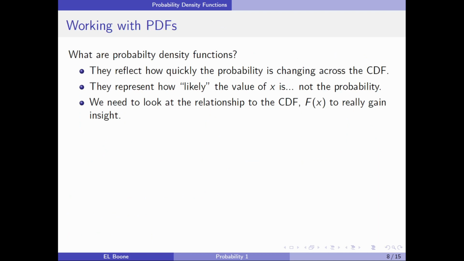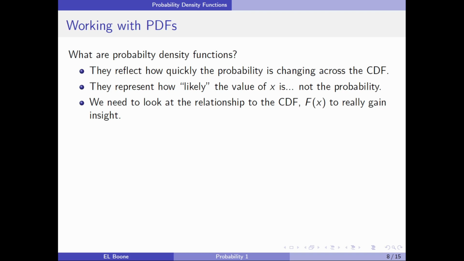They're called density functions. They reflect how quickly the probability is changing across the CDF. And you're like, okay, whatever that means. But you can think of them as representing how likely the value of x is. Not the probability, but how likely. So I can use it to compare it to other values of x and see which one is more likely to occur.